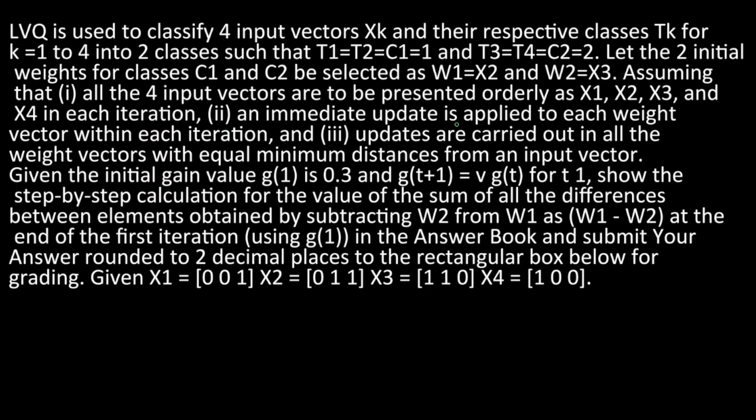2. An immediate update is applied to each weight vector within each iteration, and 3. Updates are carried out in all the weight vectors with equal minimum distances from an input vector. Given the initial gain value g1 is equal to 0.3 and g of t plus 1 is equal to g of t over t plus 1, show the step-by-step calculation for the sum of all the differences between elements obtained by subtracting w2 from w1, as w1 minus w2, at the end of the first iteration.